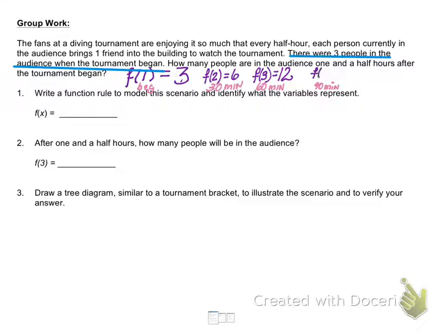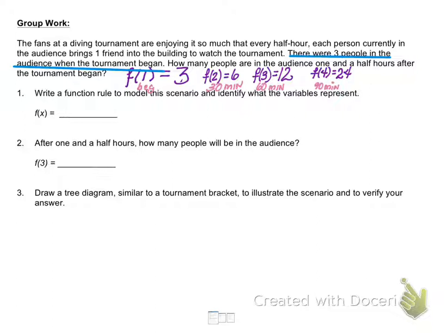I did it trying not to think about the math and instead think about what the problem says. We start with 3 people. Each person invites 1 person, so that's going to be 6. From those 6 people, each person invites 1 person, so that's going to be 12. From there, each of those 12 people invites 1 person, and that's going to be 24.